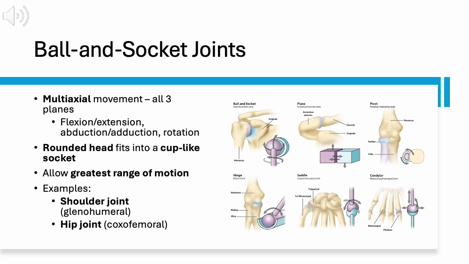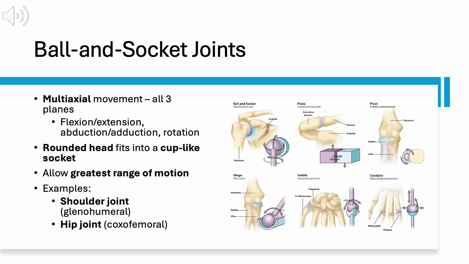Let's begin our look at the 6 types of synovial joints with the one that offers the greatest freedom of movement, the ball and socket joint. In this joint, a rounded, ball-shaped head of one bone fits into the cup-like socket of another. This anatomical design allows for multi-axial movement, meaning the joint can move in all 3 anatomical planes: sagittal, flexion and extension; frontal, abduction and adduction; transverse, rotation.